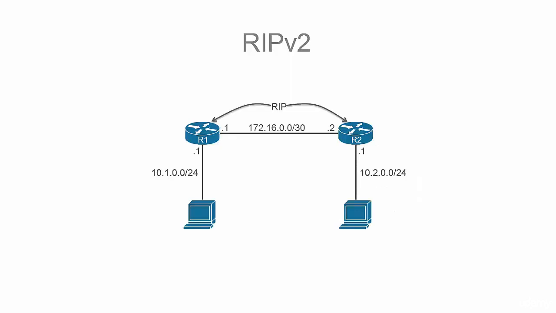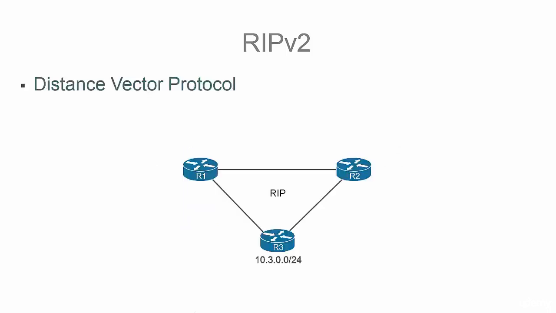RIP version 2 is a pretty basic dynamic routing protocol. Once it is configured on our routers, the routers are going to advertise RIP messages via link local multicast address 224.0.0.9. Then the routers will advertise connected routes that are defined with network statements underneath the router RIP process. RIP version 2 is a distance vector protocol that uses router hop counts for its metric.